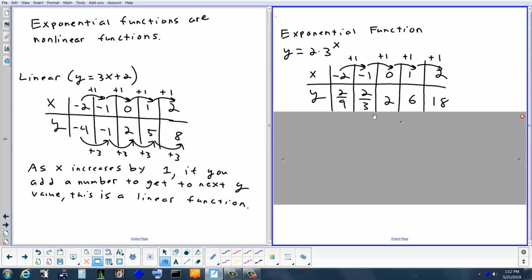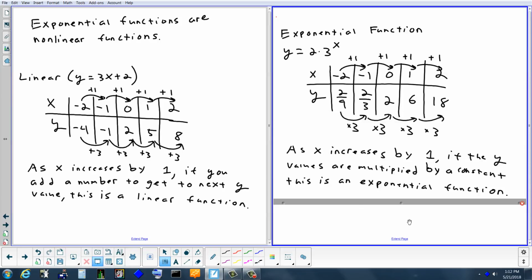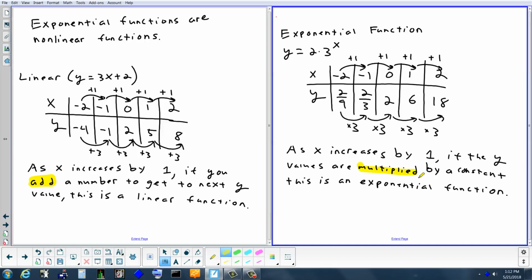Why can't you just multiply? Oh, so it's going like 3. What am I doing by 3? Say it. What operation? Multiplying. That's the difference between a linear and an exponential. Linear, the y values you're adding each time. For exponential, you're multiplying each time. And when we graph these guys, you'll see what happens.